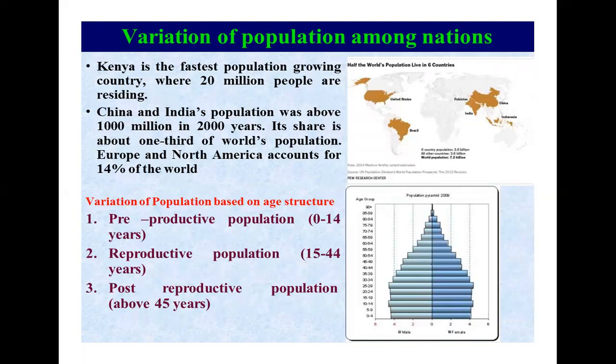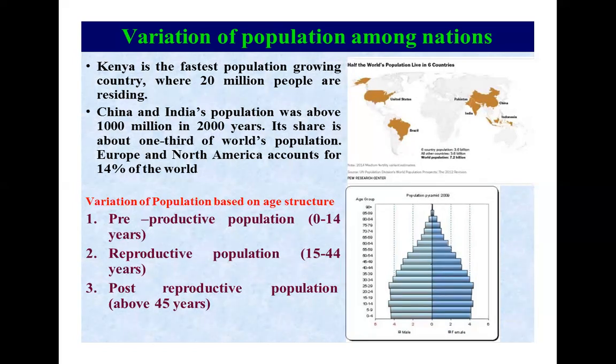Kenya is the fastest population growing country. China and India's population was above 1,000 million in the year 2000. Their share is about one third of the world's population. Europe and North America account for 14% of the world.